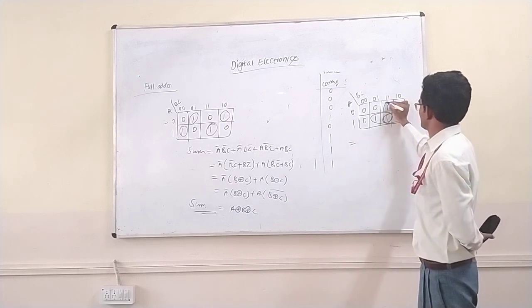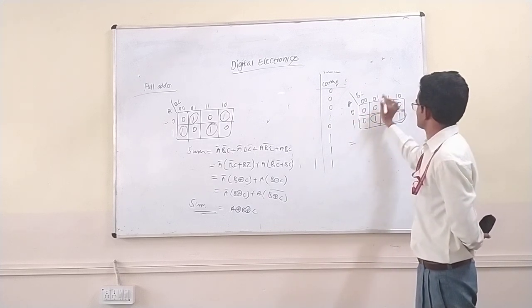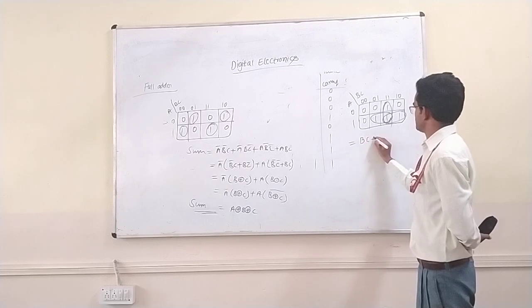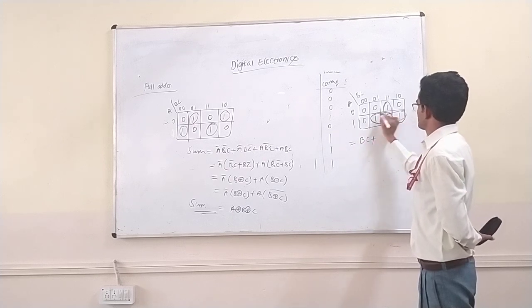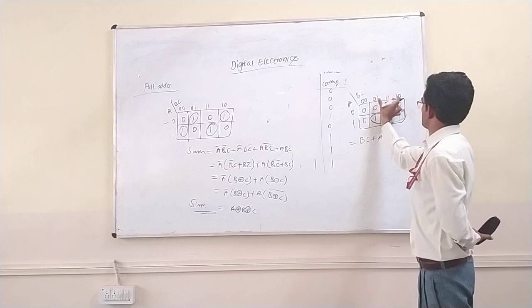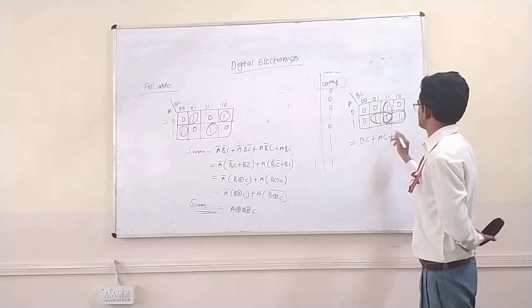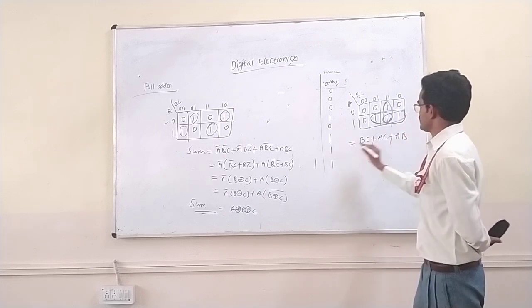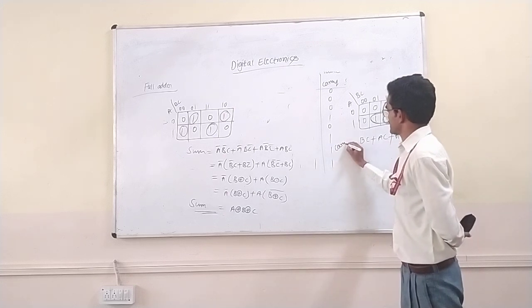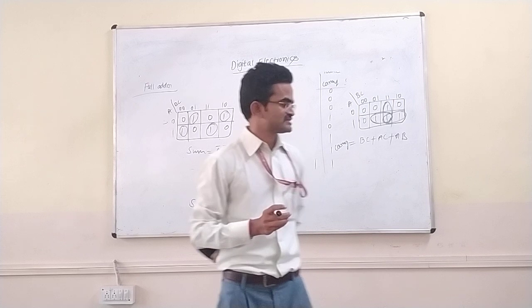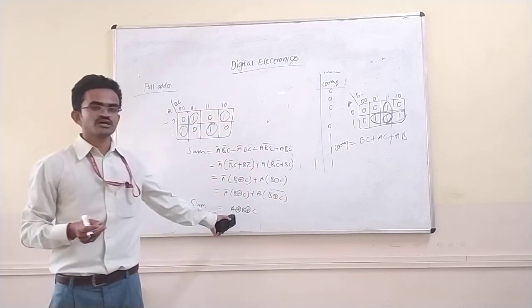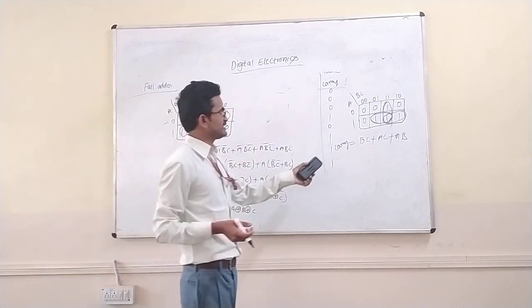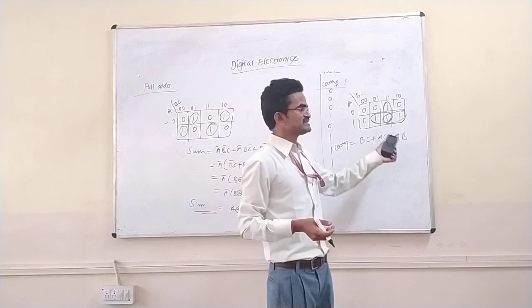What are those? First calculate the expression for this one. So 0 1 get cancelled. BC plus. For this one, A and what is common in this? C, so AC plus. Consider this one, A, so what is common in this? B. So this is the simplified expression for carry. So what is the simplified expression for sum? For a full adder, A XOR B XOR C, and for carry, AB plus BC plus AC.